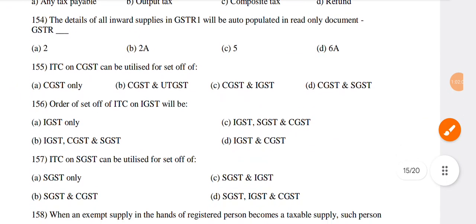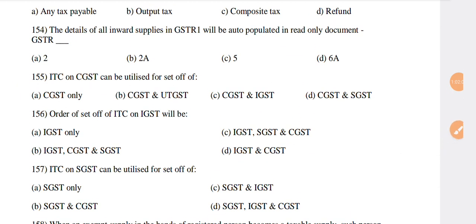Next question. The details of all inward supplies in GSTR-1 will be auto populated in read only document GSTR dash. Option A 2, option B 2A, option C 5, and option D 6A. And the correct option is B.